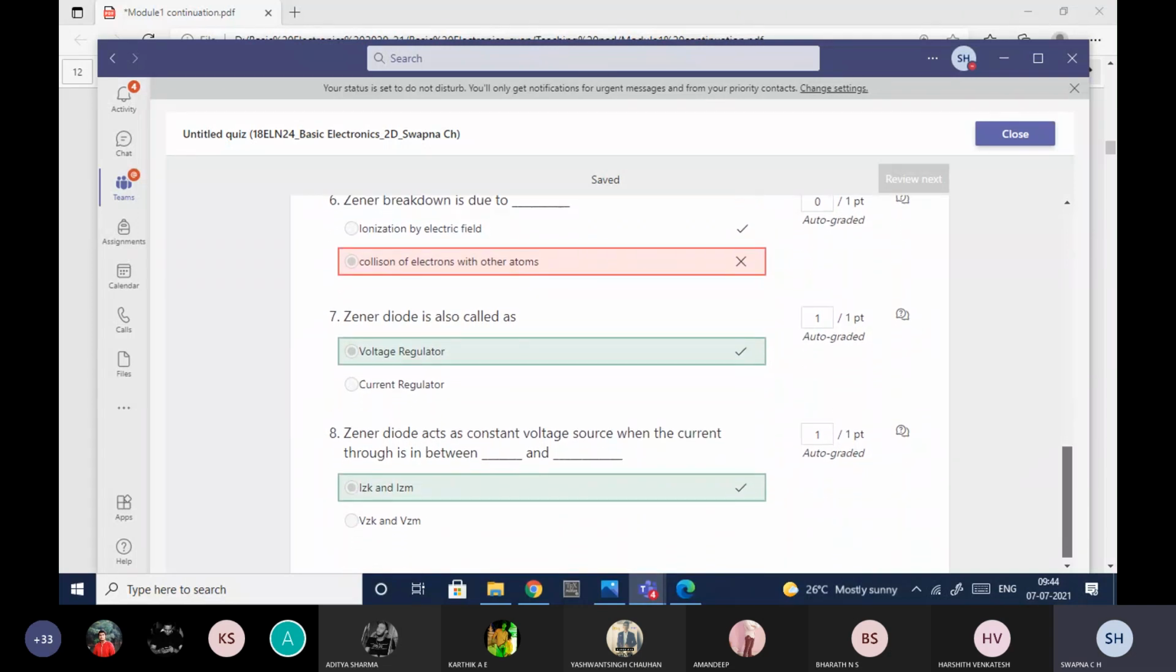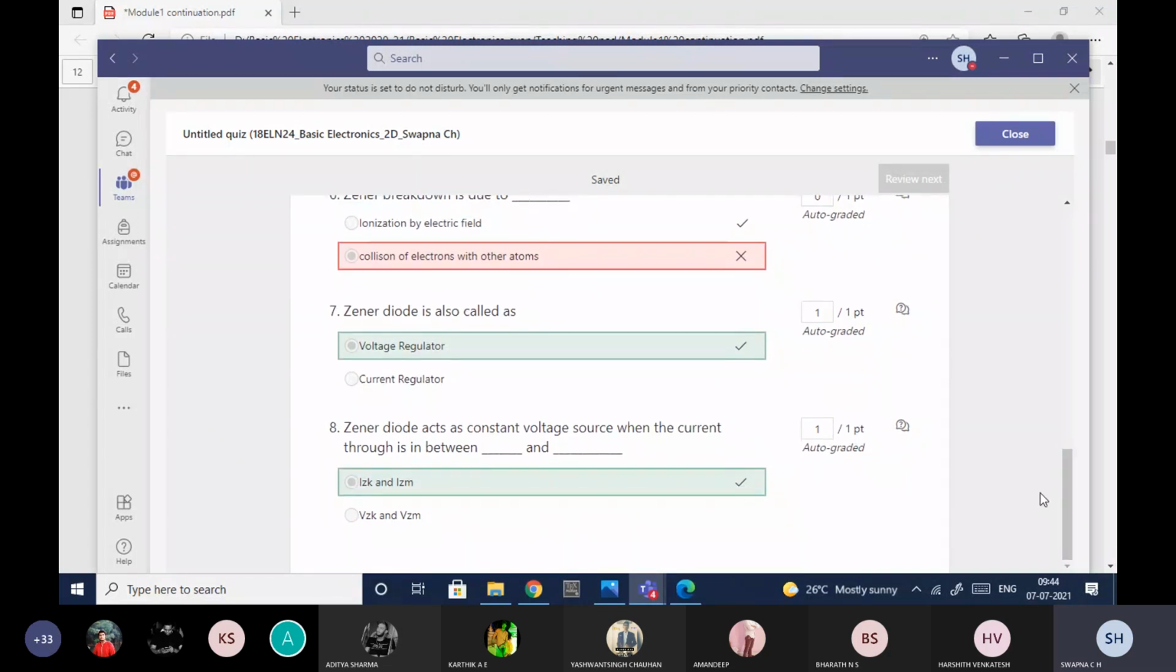Zener diode is also called a voltage regulator. The Zener diode acts as a constant voltage source when the current through it is in between IZK, the minimum current, and the maximum current. It's not VZ, not the voltage, the current. Only then will the Zener diode act as a constant voltage source.